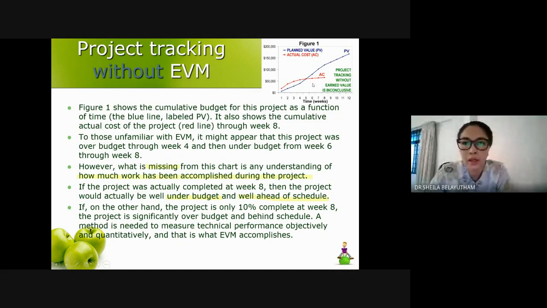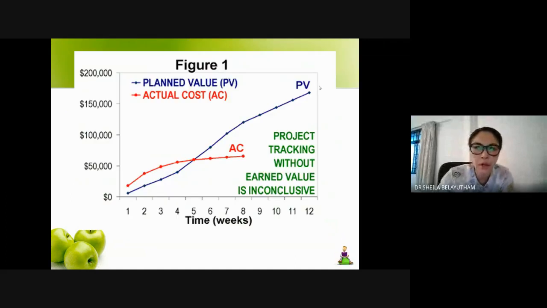If, on the other hand, the project is only 10% completed at week 8, then the project is significantly over budget and behind schedule. So it really has to show the progress. At this moment, it is just assuming. Probably we have completed, so we are well ahead of the schedule, but we cannot conclude because it is only cost, but it does not show the performance.